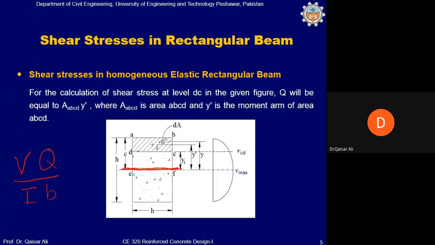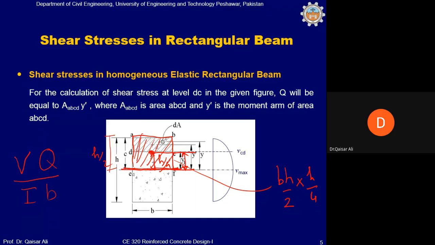So the area above and below, in this case, are similar. So let's say we take this area. What is this area equal to? This area is equal to BH by 2. And the statical moment of this, from the centroid of this area to the neutral axis, this distance is h by 4, because if this is h by 2, then half of this will be h by 4. So Q will be bh square by 8.